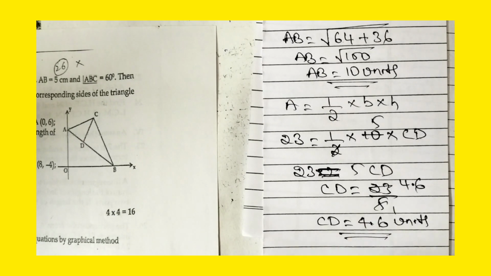4.6 units. So therefore the distance between the altitude CD is 4.6 centimeter. So like this we have to find out what is the altitude of the triangle. So the altitude of the triangle which is CD is equal to 4.6 units. So like this we have to solve this question.